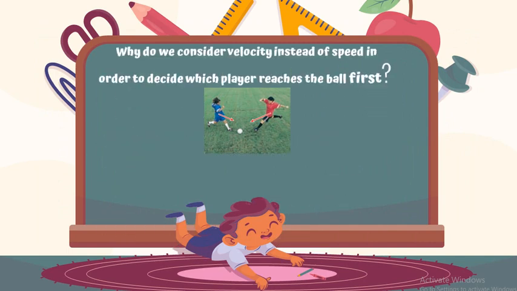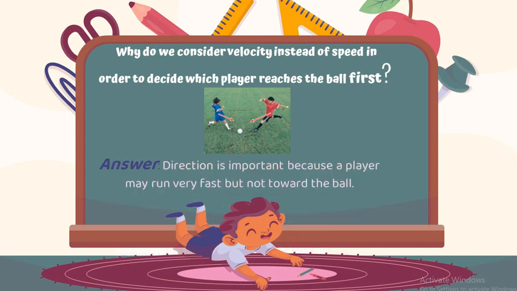Why do we consider velocity instead of speed in order to decide which player reaches the ball first? This is because direction is more important, because a player may run very fast but not towards the ball. So that's why we consider velocity instead of speed, because velocity is a vector quantity and speed is a scalar quantity. Velocity will allow us to denote the direction also.